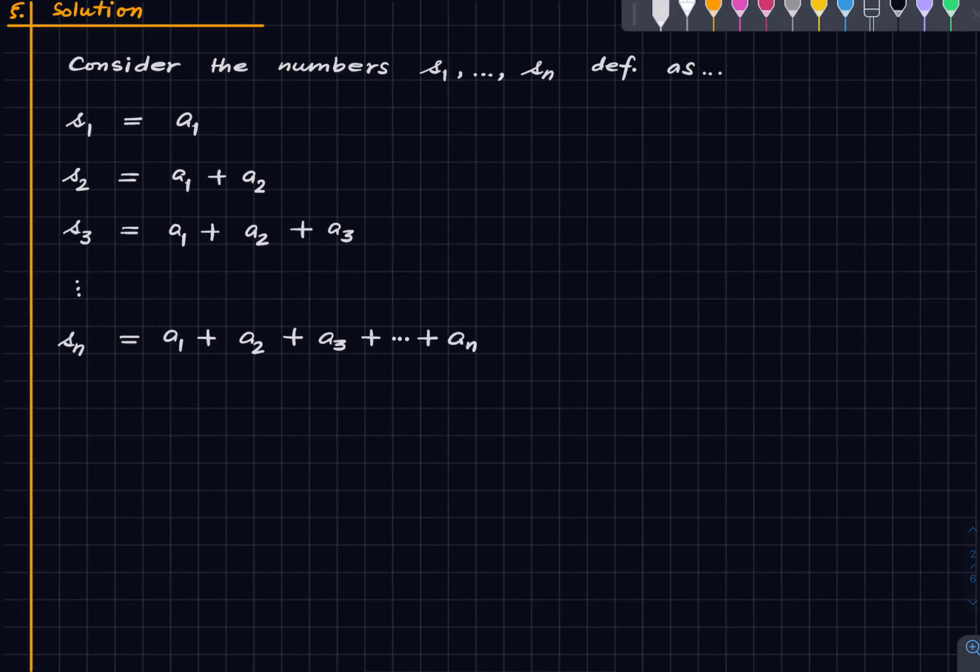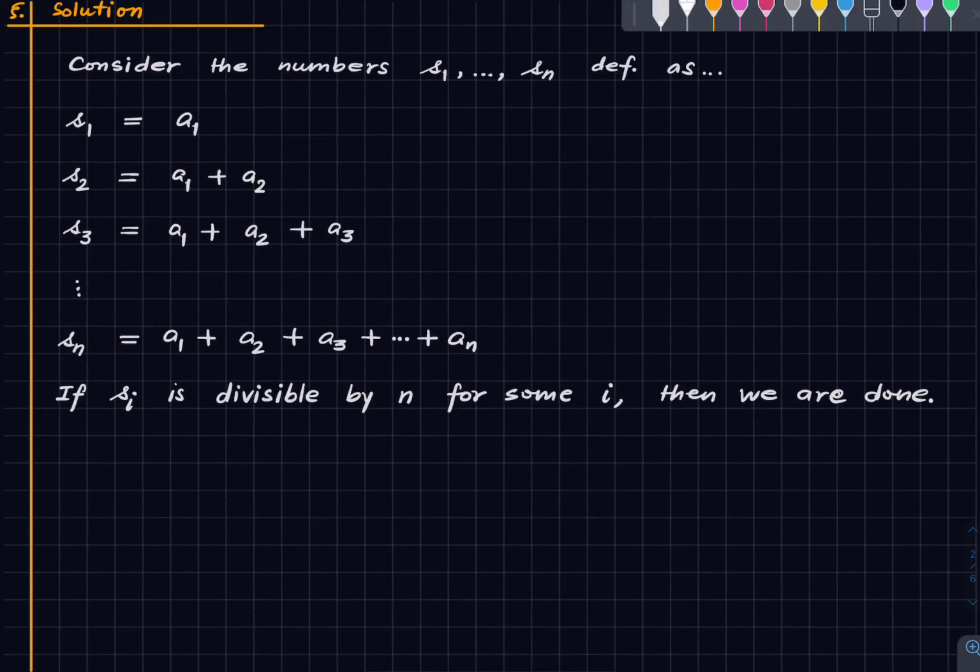Okay. So each Si is itself a sum of a consecutive subsequence. S1 is the sum of the first one term, S2 is the sum of the first two terms, and so on. Therefore, if Si is divisible by n for some i, then we are done. So assume that this is not the case.